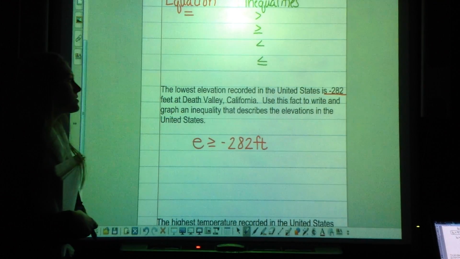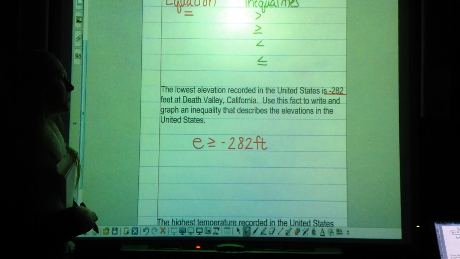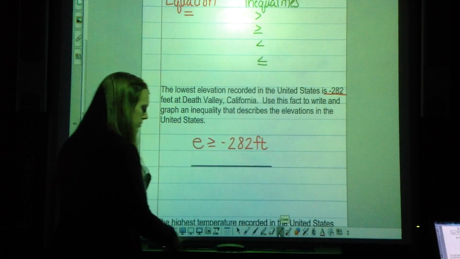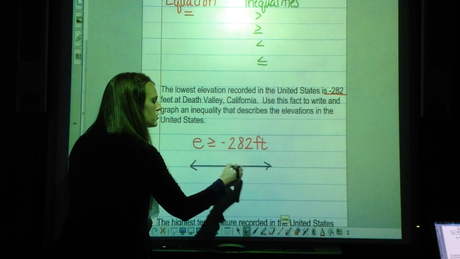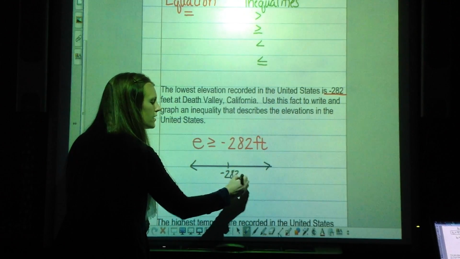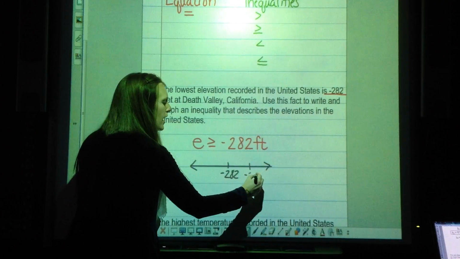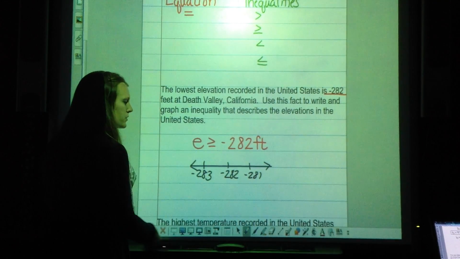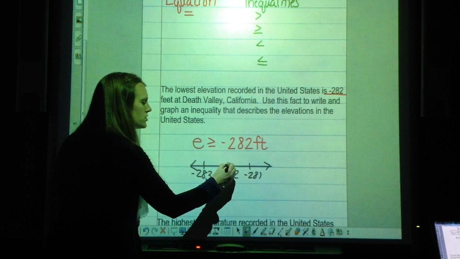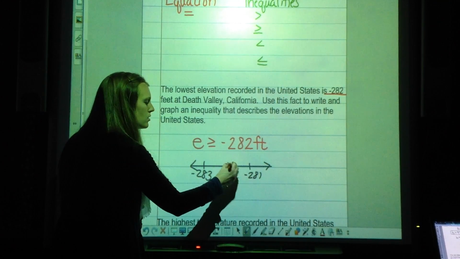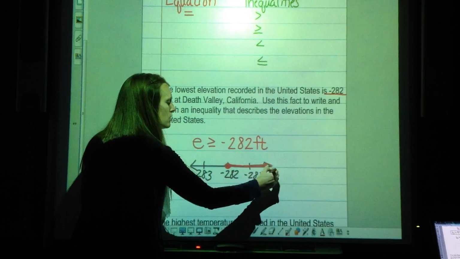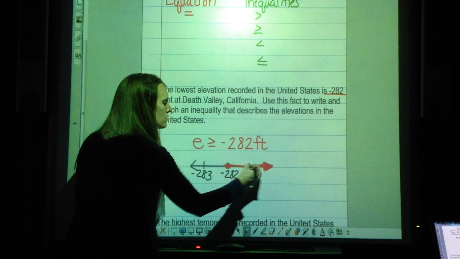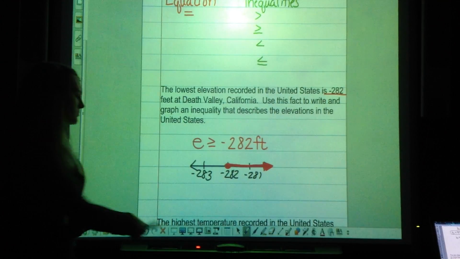Now this does ask us to write an inequality and to graph. So when you graph inequalities, make a simple graph. I'm going to put three numbers on there, the number that is in the inequality, one higher and one lower. E is greater than or equal to negative 282. There you go.